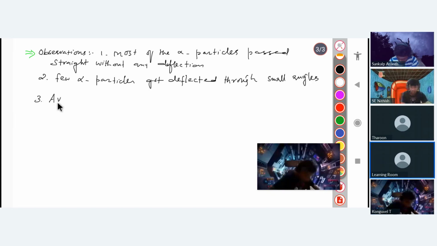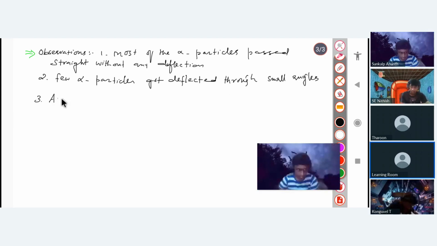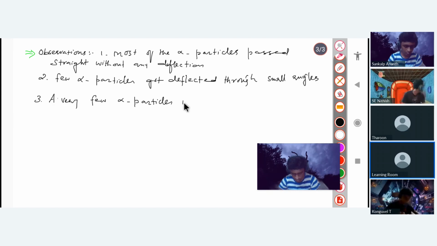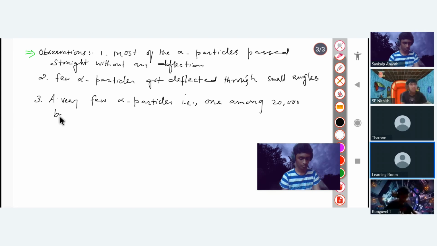And the next thing he observed was that very few alpha particles, that is, one among 20,000, bounced back. I will write it here: a very few alpha particles, that is, one among 20,000 bounced back. Got it? So these were the three very important observations.